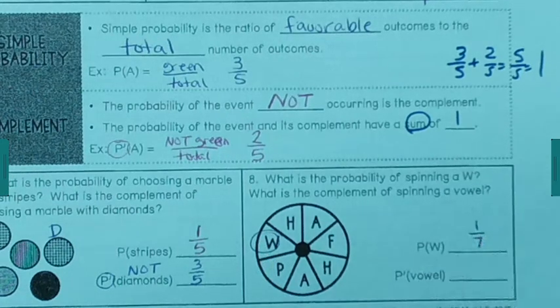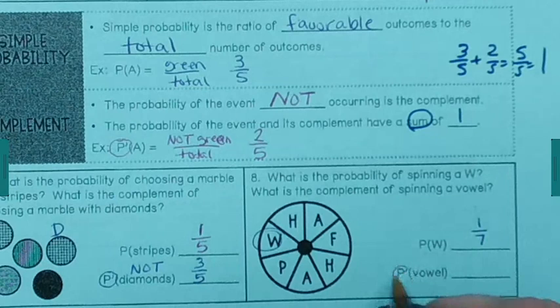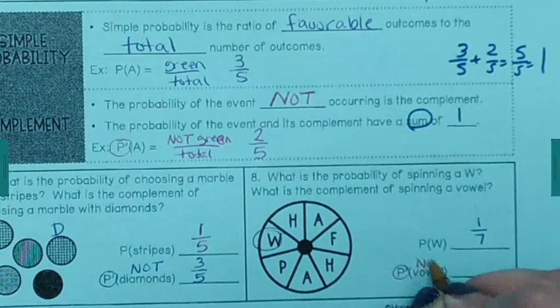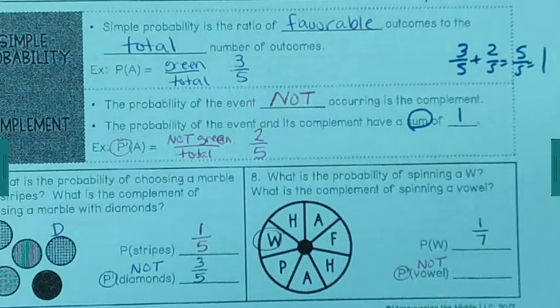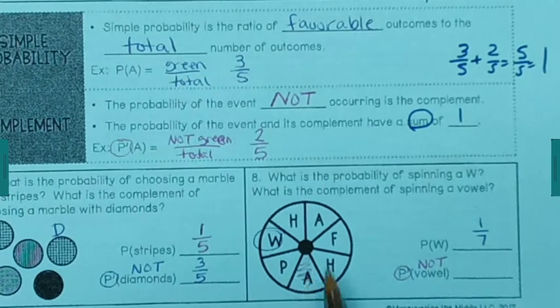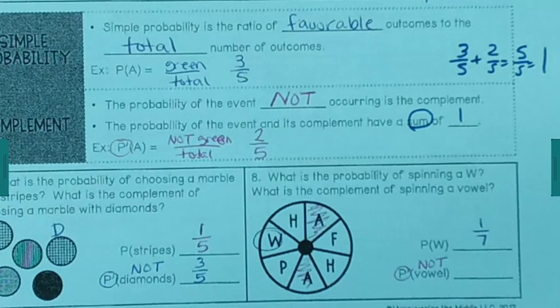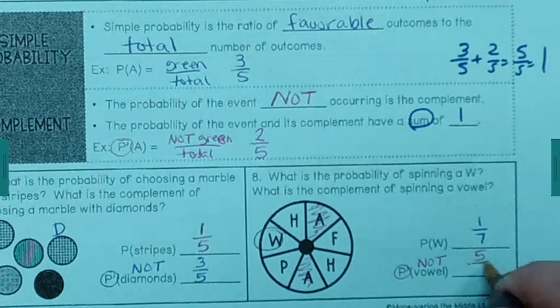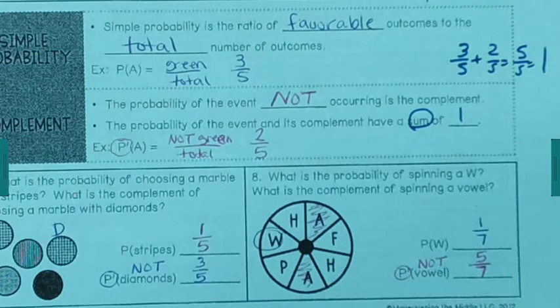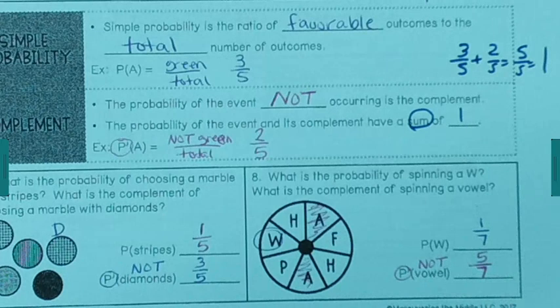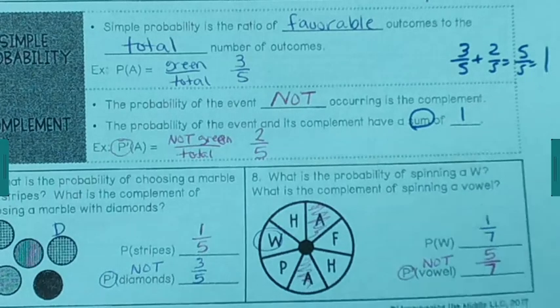Good. The next one has that P prime. What does that prime mean? Not a vowel. So I'm going to take out the vowels, A and A. How many are not vowels? 5 of them. 5 out of how many total? 7. Okay, it's really this easy. We're going to do a little bit more practice, and then I'm going to let you work on your assignment. All right, turn to the next page.